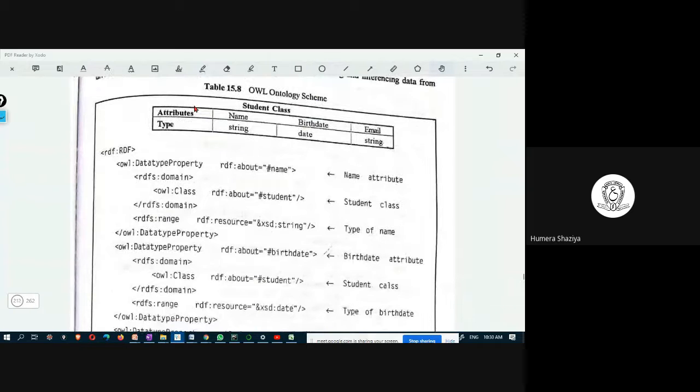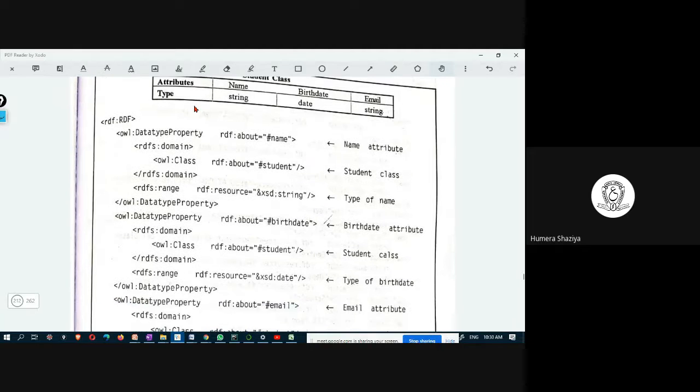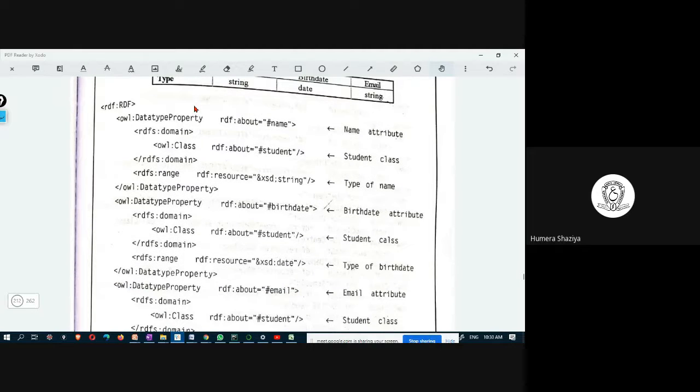Example is our ontology scheme. There is a student class. Attributes are name, birth date, email. The type of name is string, the type of birth date is date, the type of email is string. Every resource is described using RDF.